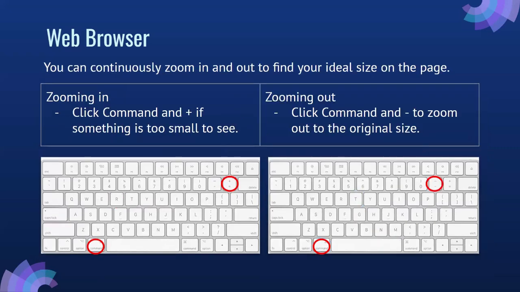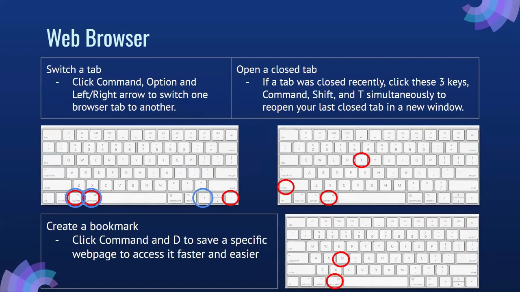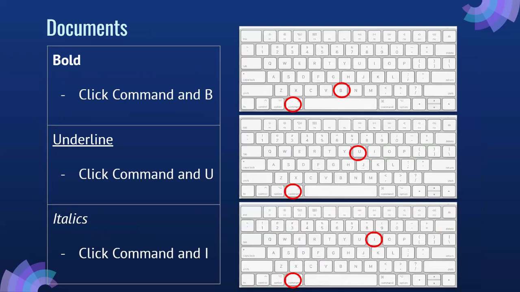So you can also zoom in and zoom out. It's like Windows, except it's not Control, it's Command. Again, if you want to switch tabs, you can click Command, Option, and left and right arrow to switch one browser tab to the other. You can create a bookmark, which again is very similar to Windows. Instead of Control D, it's Command D. And to open a closed tab, Command, Shift, and T.